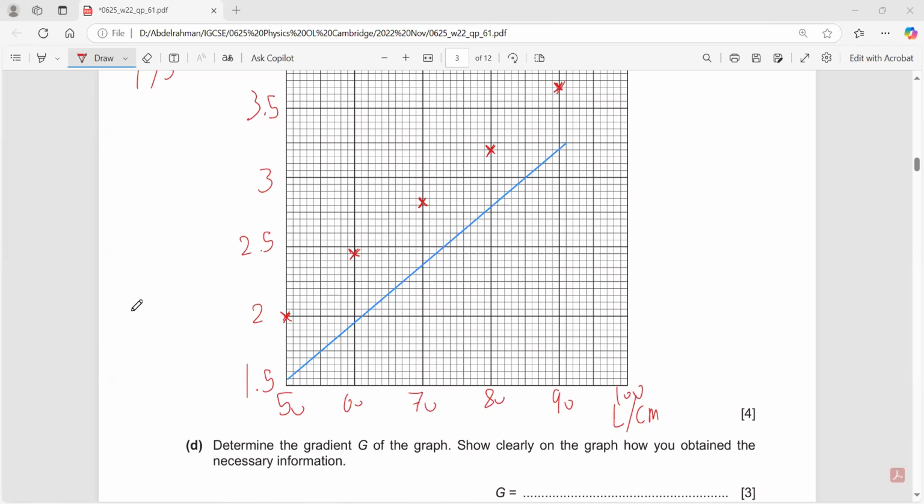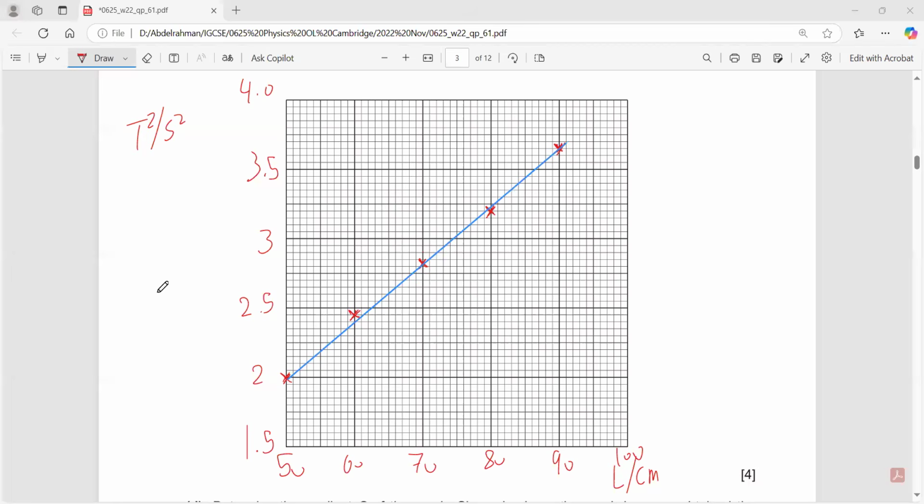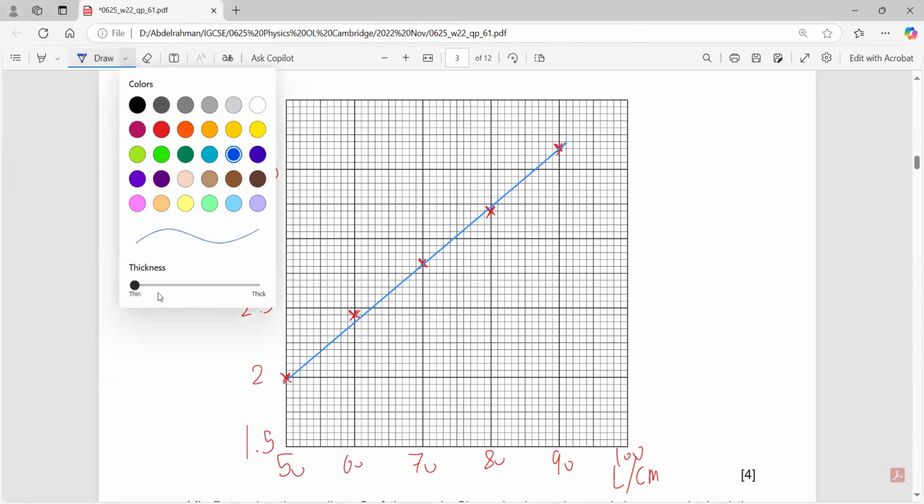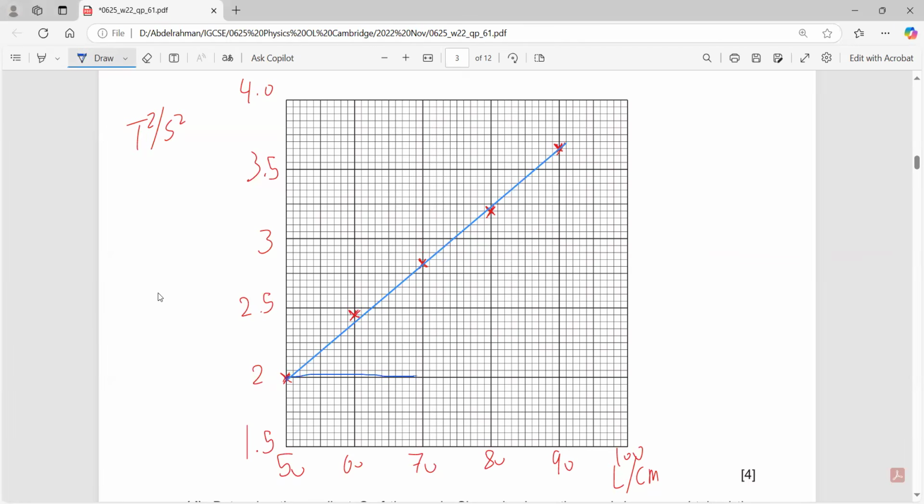For the next question, he is asking, can I find the gradient? Yes, I can. Show clearly on the graph. How can I show clearly on the graph? By drawing two straight lines, the triangle method, rise over run. We need to join two very distant points on the graph, and then you have a triangle.